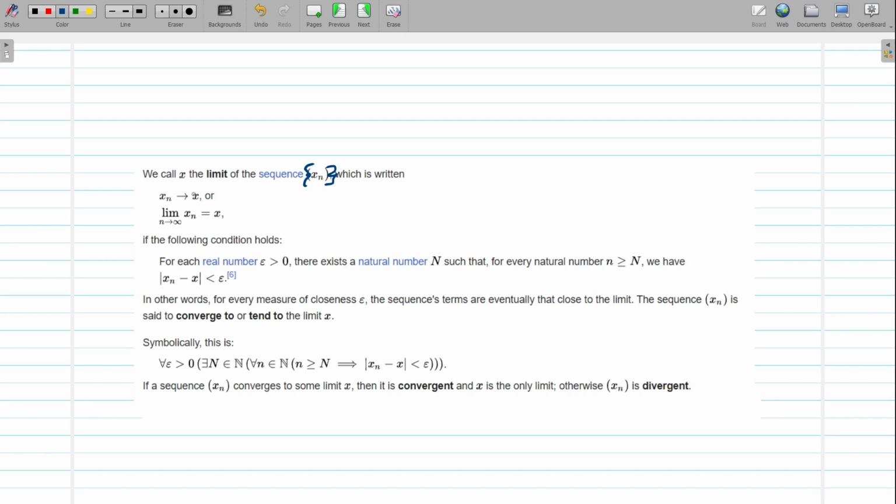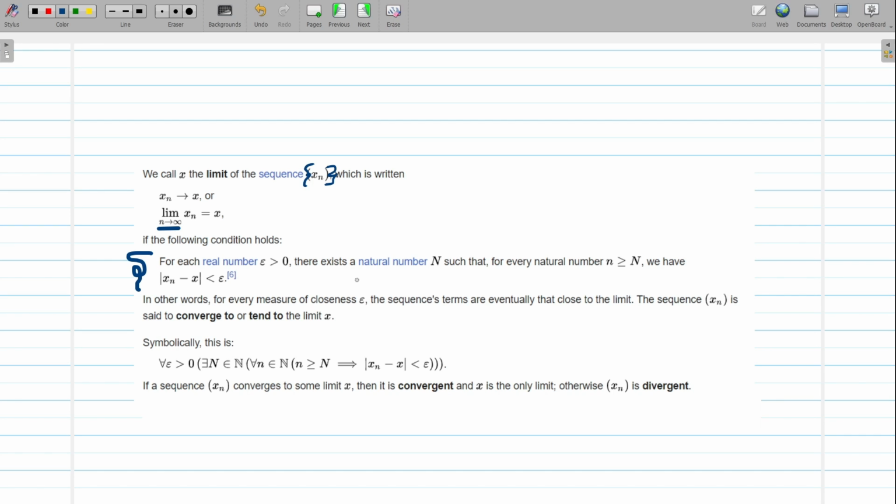the sequence x sub n is going to go to some number x as n goes to infinity, or the limit as n goes to infinity of the sequence x sub n is going to be equal to x, then this is the formal definition, right? This is going to be the case if for each real number epsilon, so for some positive real number epsilon, which is usually taken as a very, very small number.